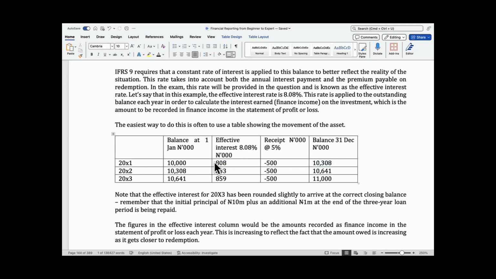Which goes to show that in year one, this 808 will show in our P&L as income. In fact, the double entry is like you are crediting your income, you call it finance income. And you are going to be debiting your financial asset. Or you can simply debit interest receivable. But financial asset is better.